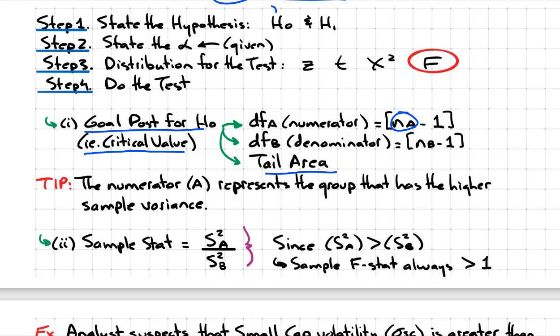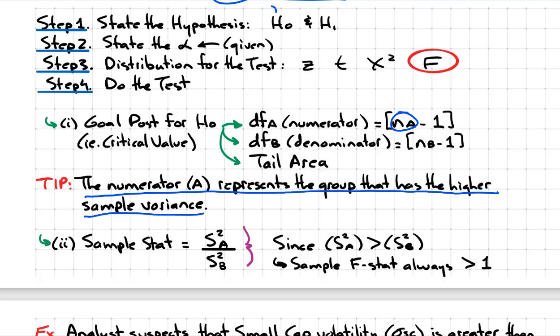Now, tip. The numerator represents the group that has the higher sample variance. That's the only thing we need to remember. Because again, you've got 2 samples representing 2 populations. So how do you determine which is going to be the numerator sample and which is going to be the denominator? And here's the tip. Always make the group that has the higher variance the numerator.